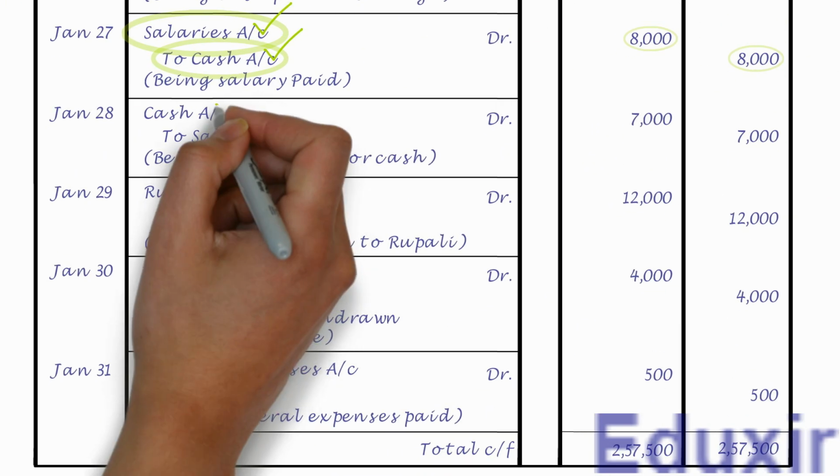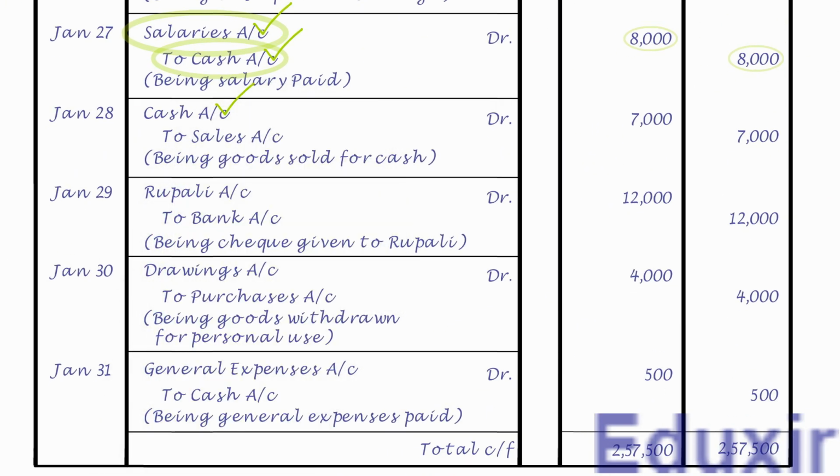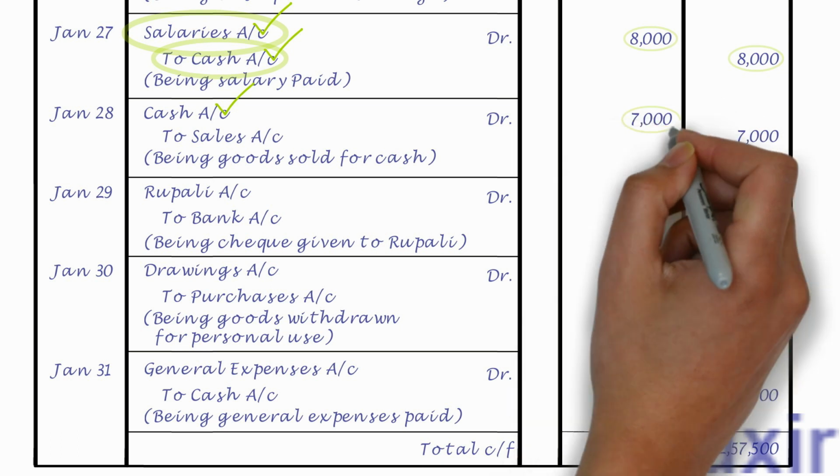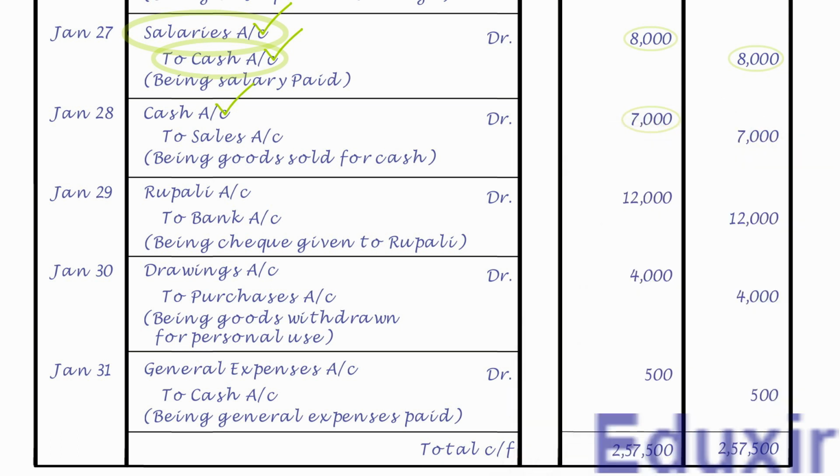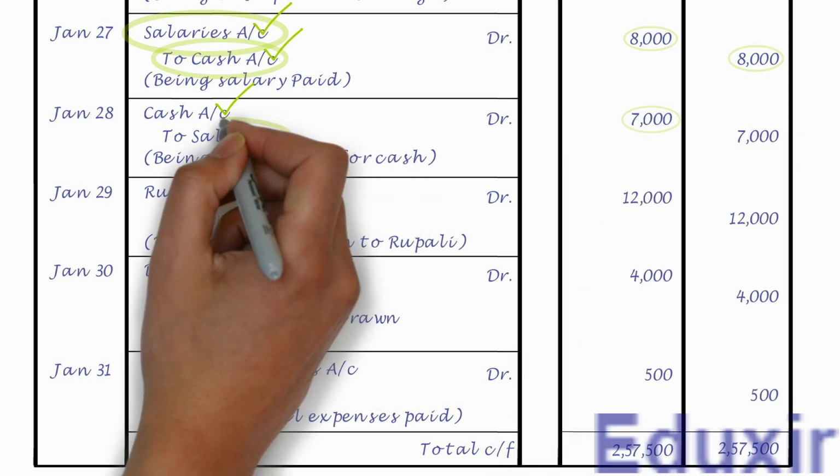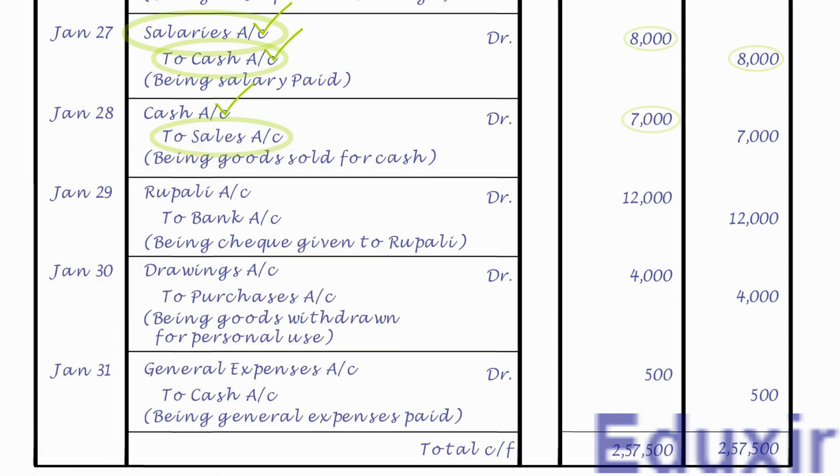As the name suggests, it needs to be posted on the debit side of cash account and the debit amount is 7000 rupees. Note that the details that need to be posted into the particulars column is sales account. We already have cash account. Let us now post this entry into that account.